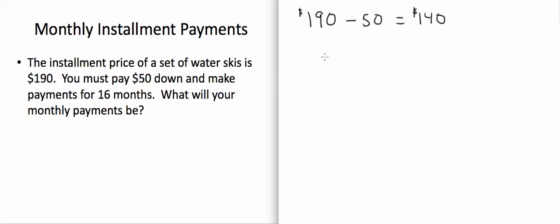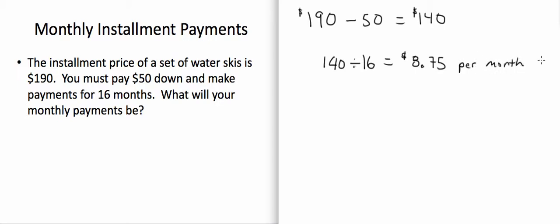So we're going to take $140 and divide that by 16 months. When we do that, we get an answer of $8.75. That is the amount we have to pay per month.